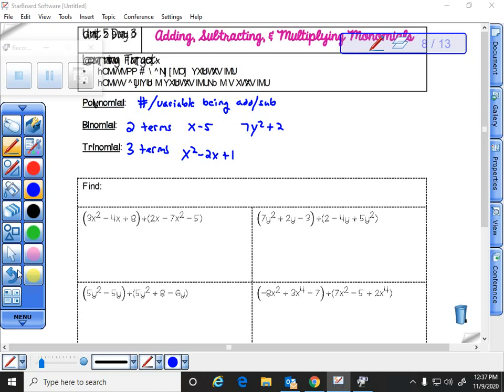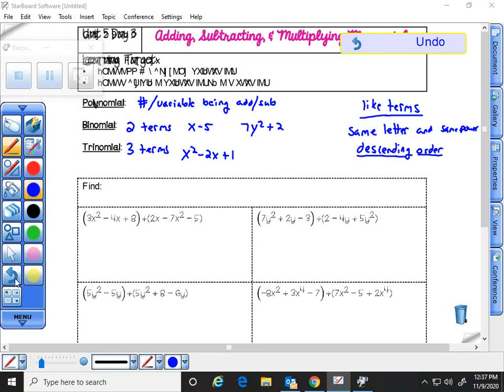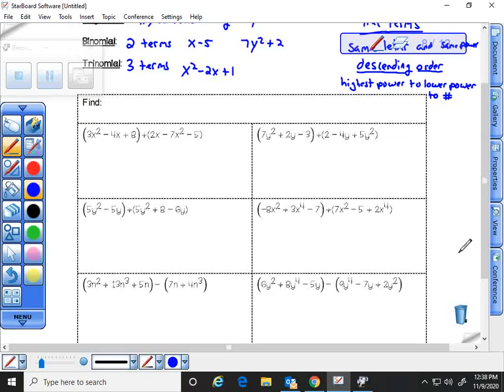Another thing I'd like to talk about before we get into this too much is like terms. All right, so with like terms, we are looking at same letter and same power. Those would be considered like terms, and you can add and subtract the numbers in front at that point, keeping that power. We'll talk more about that when it happens. And then descending order, basically what we have is the highest powered letter to the lower powered letters to the regular number by itself. And that's how we're going to do it in descending order, highest power to lowest power to number. So let's go to the simple addition of like terms first.